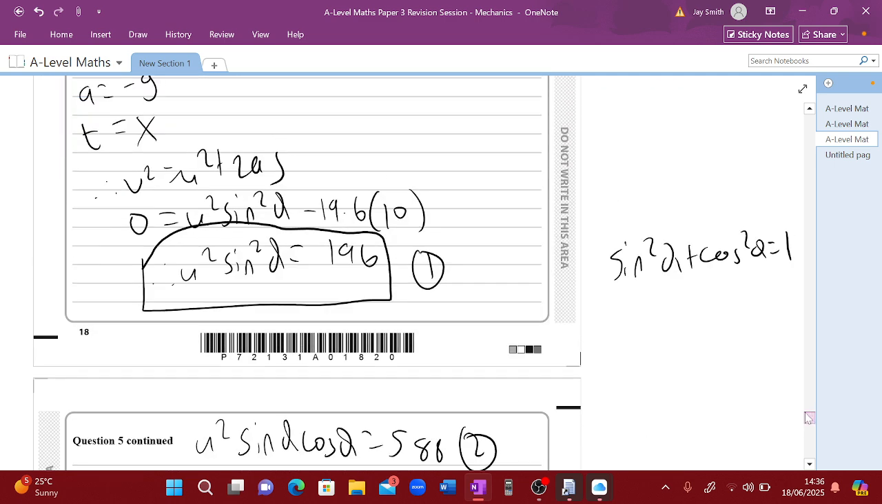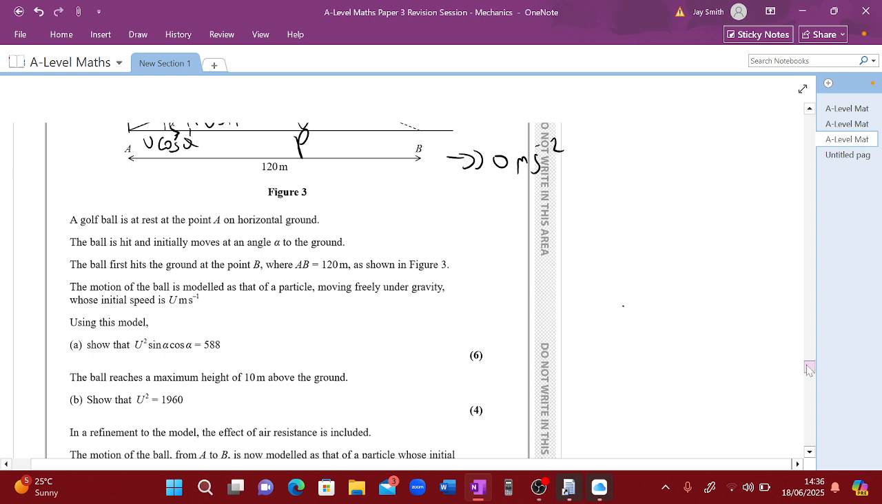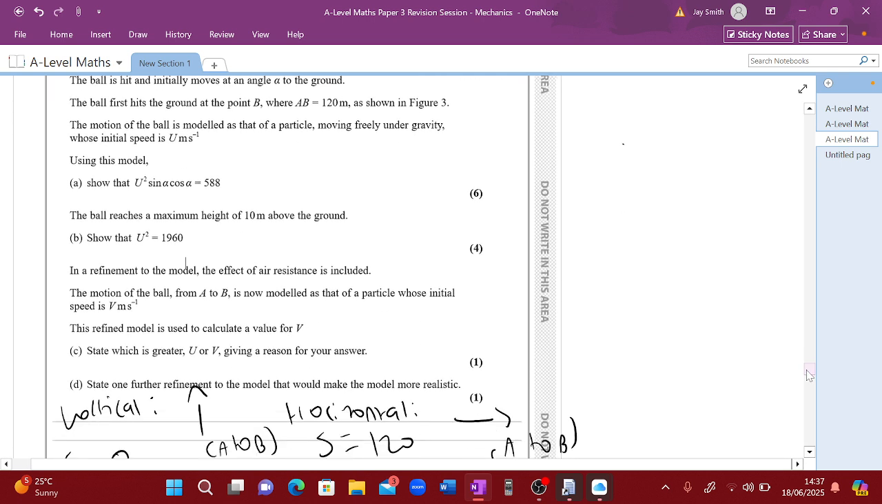Is that what they wanted? Yes, it is. There we are. Nice. Okay. Cool. It doesn't look like we need to use u after that. It feels a bit pointless. We don't need to do anything else with the model now. But yeah, that's the sort of the strategy.